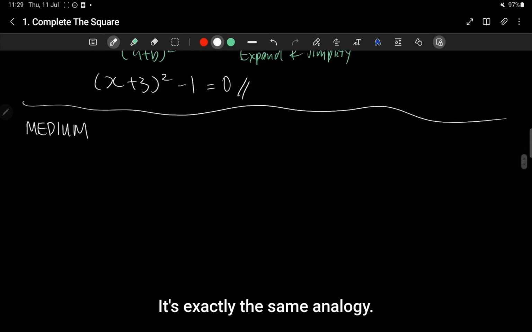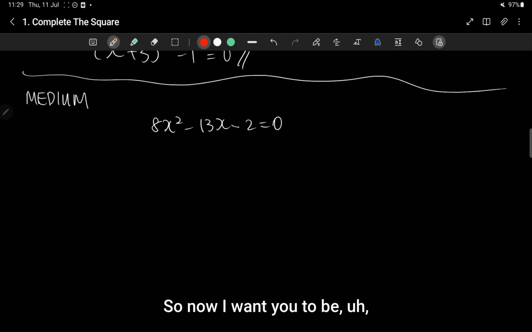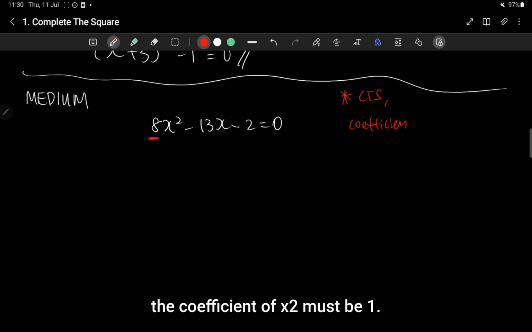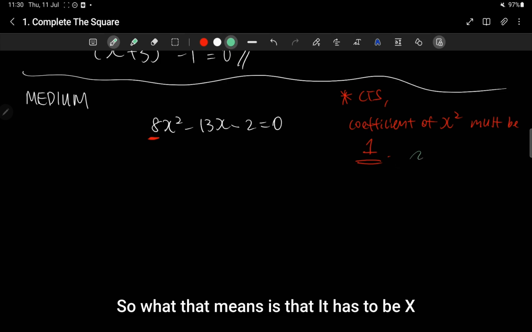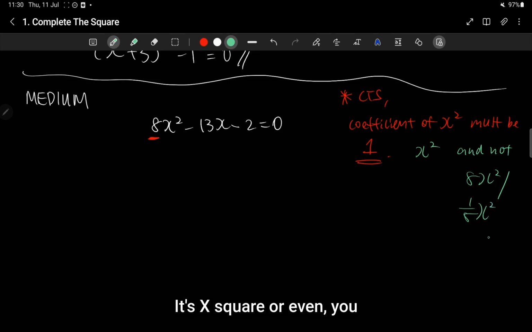It's exactly the same analogy. 8x squared minus 13x minus 2 is 0. So now I want you to draw your attention to this. When you complete the square, the coefficient of x squared must be 1. So what that means is that it has to be x squared and not 8x squared or even 3x squared, all this. No.